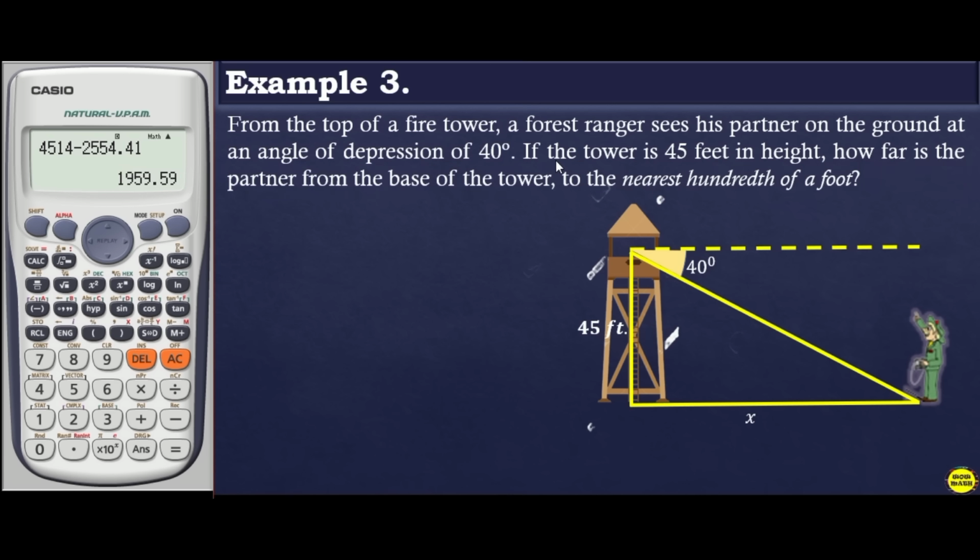If the tower is 45 feet, yung taas ng tower, kung nasan siya, is 45 feet in height, how far is the partner from the base of the tower? So, we will be solving for the distance of her partner dun sa base po nung tower, kung nasan siya. So, I want you to write your answer to the nearest hundredths of a foot. Okay? So, first, identify natin yung given natin.